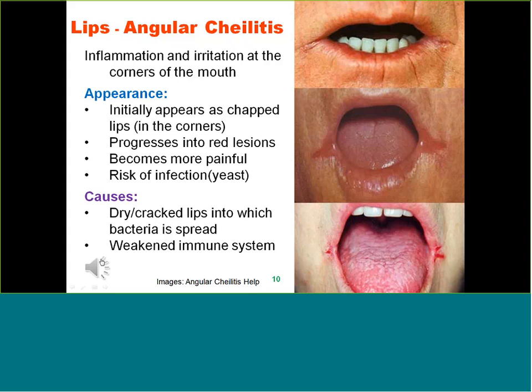Now, the cause of angular cheilitis may be a deficiency in the B-complex vitamins or an overgrowth of yeast. Now, turning to the third picture, we see that angular cheilitis initially appears as chapped lips at the corners of the mouth, but it will quickly progress into red lesions, similar to what's seen in picture 1.